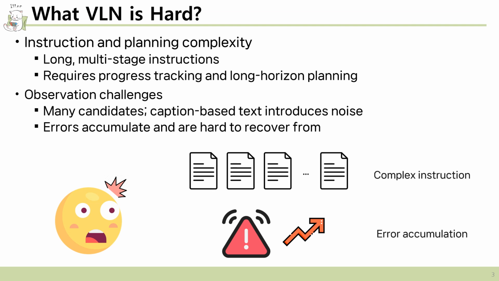Second, at each step there are many candidates. Many LLM-based methods use captions, so the agent reads text instead of raw images. But captions can be noisy. They may miss small details like a door on the right or stairs behind you. Because VLN is a sequence task, one wrong step can lead to more wrong steps, so error can build up and recovery is not easy.